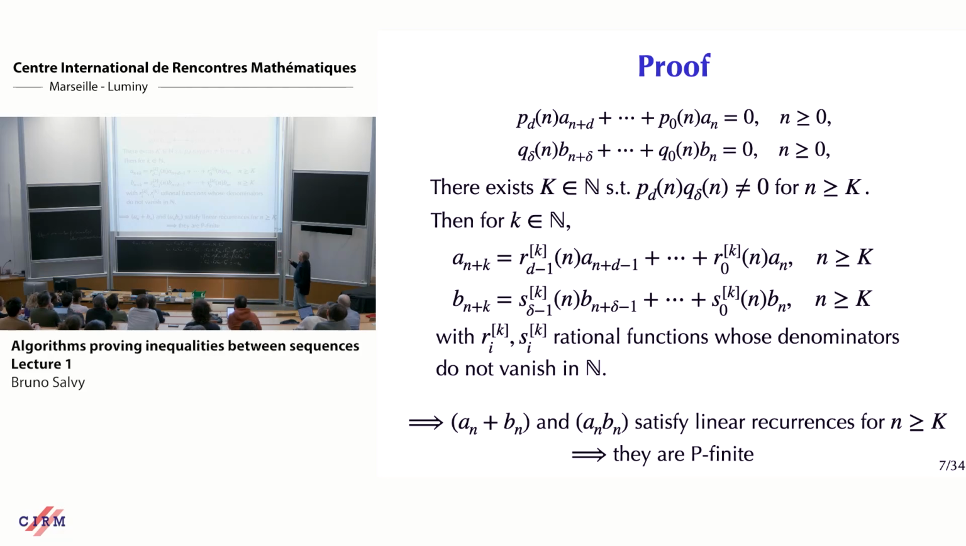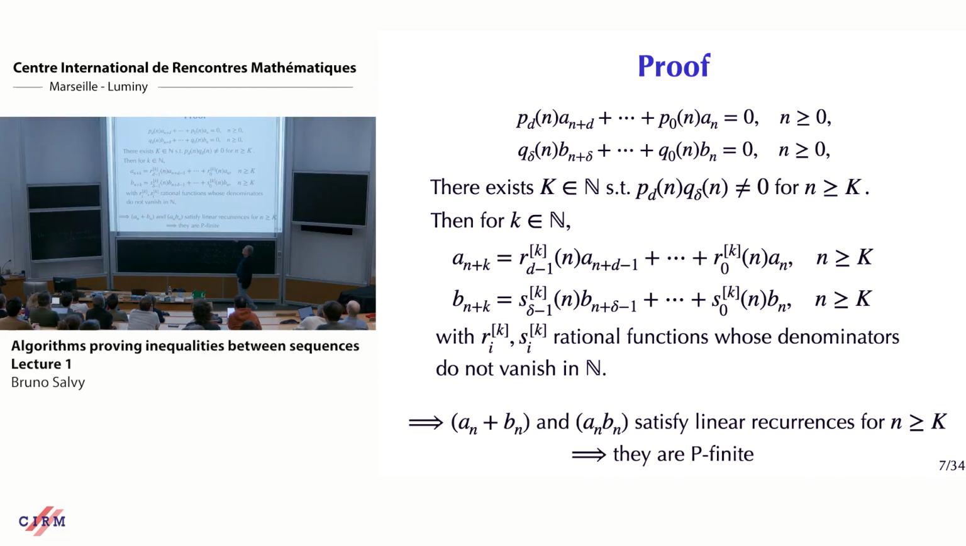Oh, I've said that I took the hypothesis that this was okay, so you can forget about this part. So you can rewrite a_{n+k} in terms of the previous one. For any k, using this kind of technique, you can rewrite a_{n+k} in terms of a_n up to a_{n+d-1}, the order. Same for b_{n+k}.